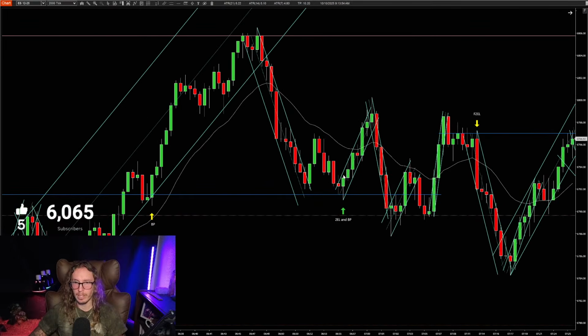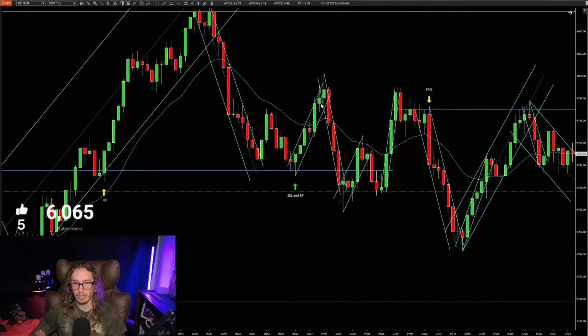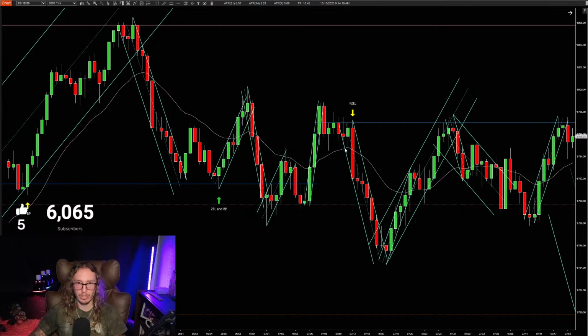You may or may not get a runner there. I didn't, because this bar came back and stopped out my runner. So no runner there for me. Then it came down. This is just like a little channel down that didn't play out. Eventually it plays out over here, but we basically just get really choppy.